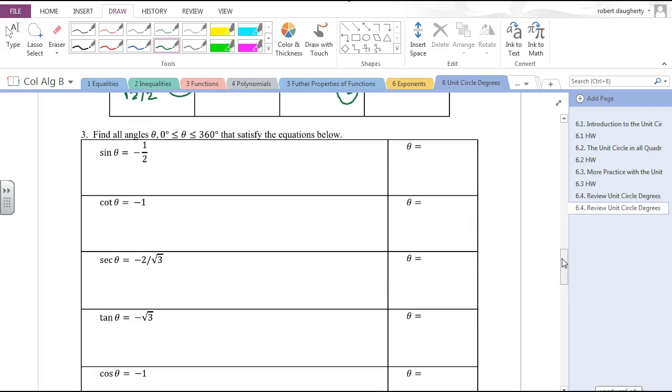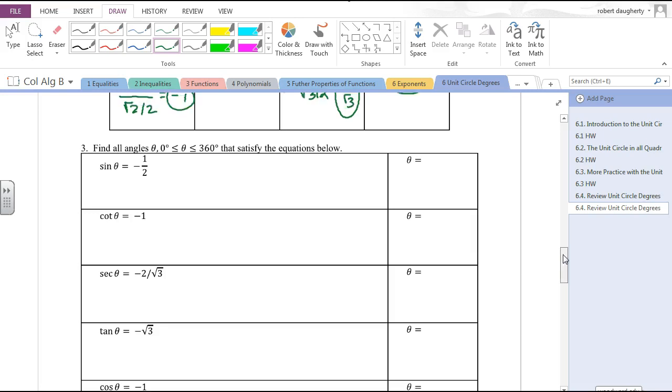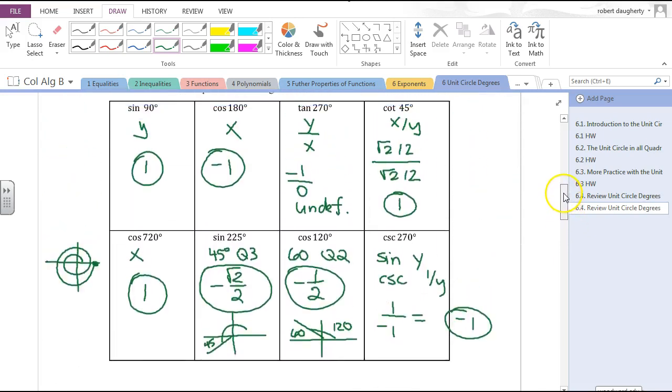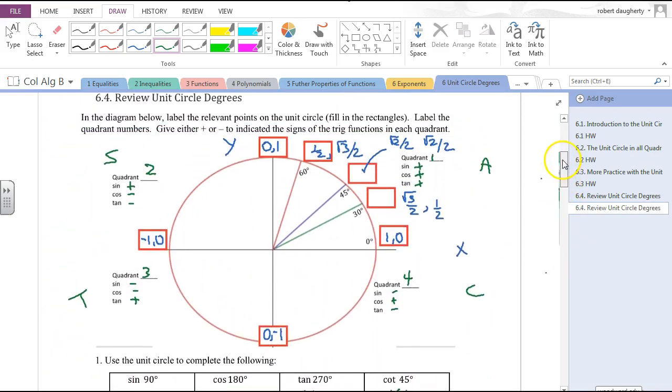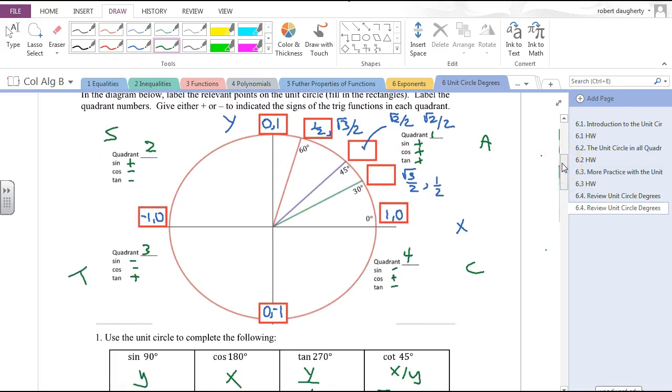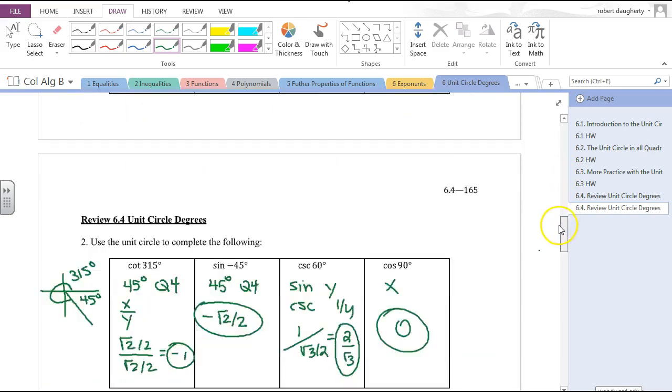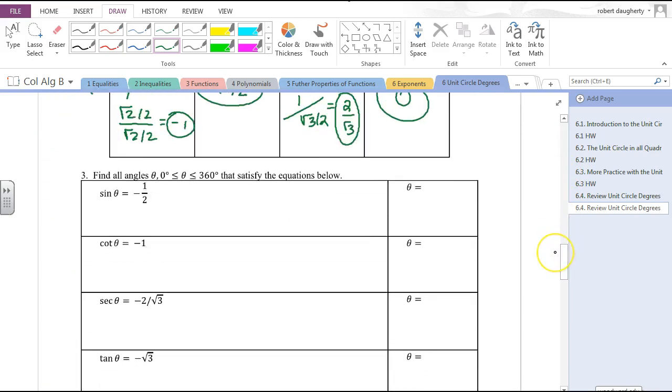Okay, so they're asking me to find where is the sine equal to negative 1/2. Okay, so first of all, where is the sine? I just look at the 1/2 part. So where is my y coordinate 1/2? That looks like a 30-degree angle. So what we're talking about here is a 30-degree angle, and I've got a negative sign in front of this.